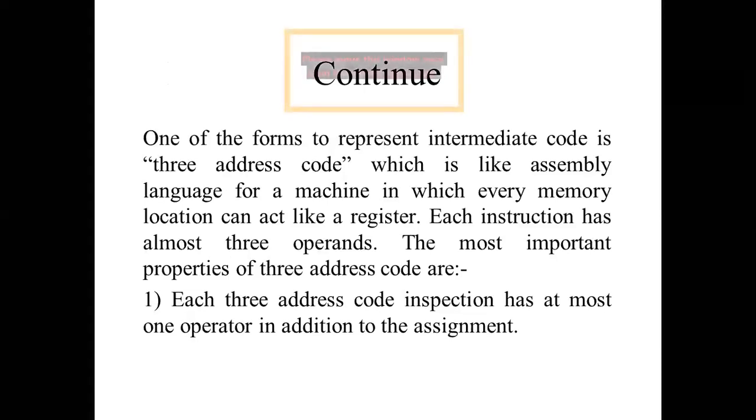So one form to represent the intermediate code: how are we going to develop the intermediate code? How can we represent it? For that we use 3 address code. So 3 address code is the representation for the intermediate code. And 3 address code is nothing but like assembly language, because you already have an idea about assembly language and have used it in your microprocessor lab.